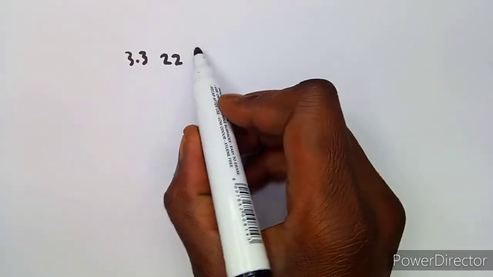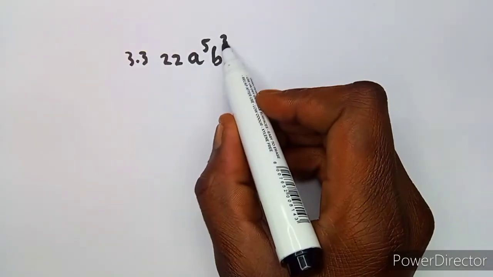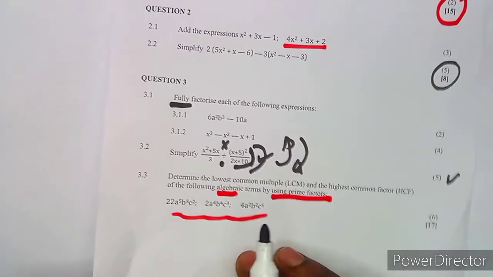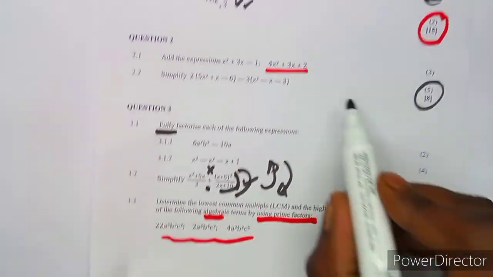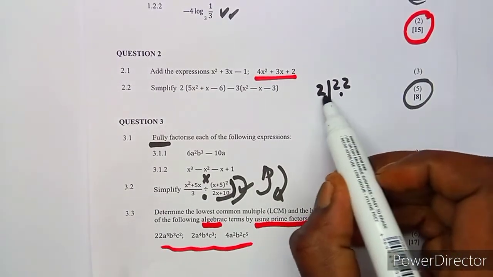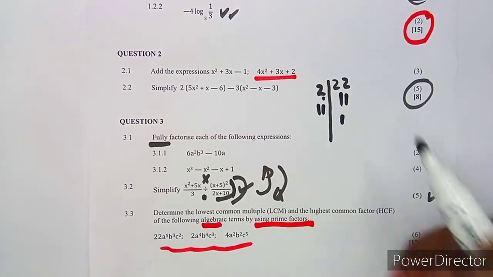We've got 22a to the exponent of 5, b to the exponent of 3, c to the exponent of 2, like that. Remember, when you're writing as a product of prime factors, you have to divide. 22: the smallest prime factor is 2. So 22 divided by 2 is 11. As you can see, we no longer have a prime factor, so it's just 11.